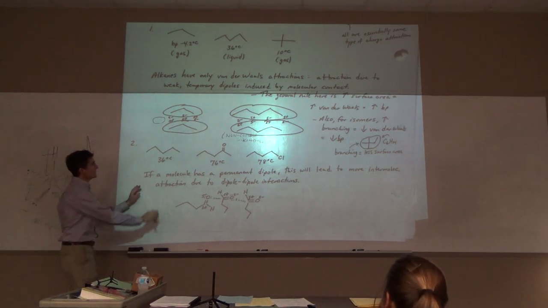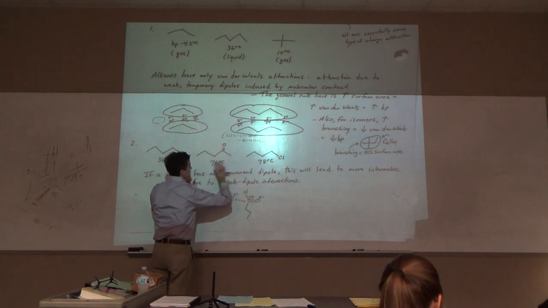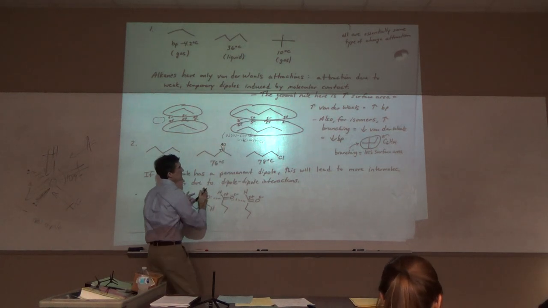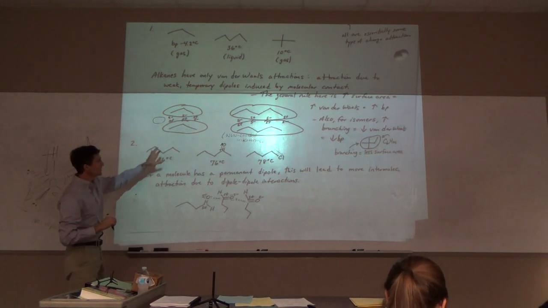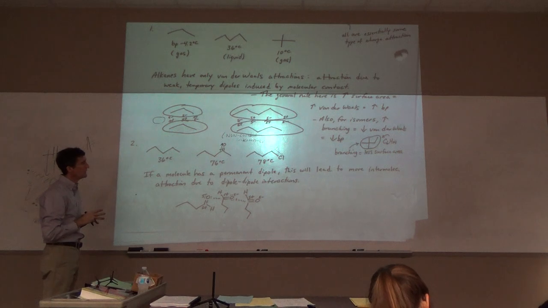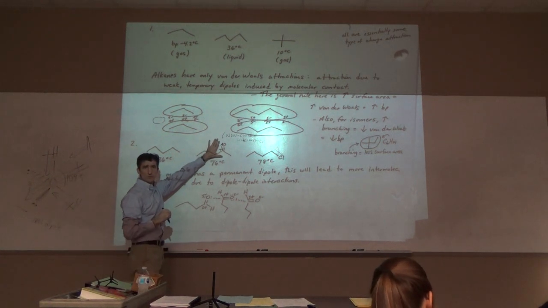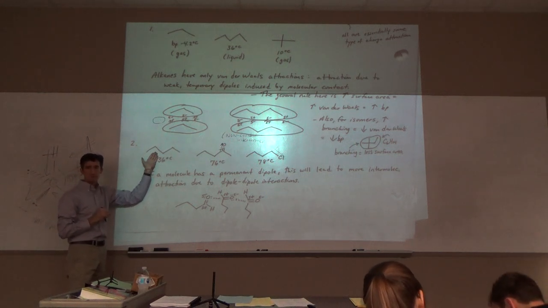Number two, look at this trend. This guy's 36. These guys are higher. First off, in terms of structure, this has a dipole. This has a permanent dipole. Permanent dipoles, no permanent dipole. Permanent dipoles are stronger than these induced dipoles that would come from here.